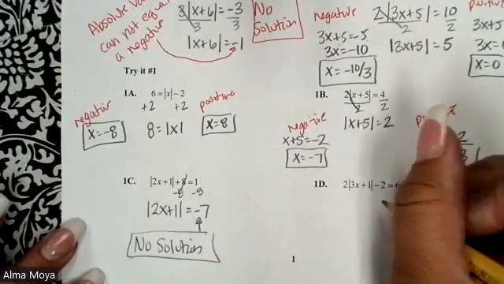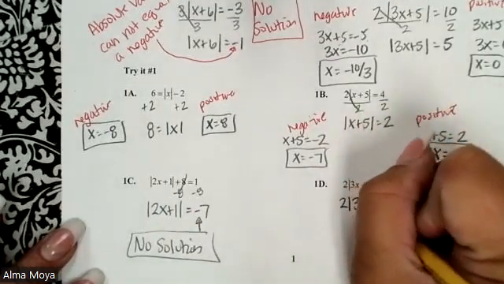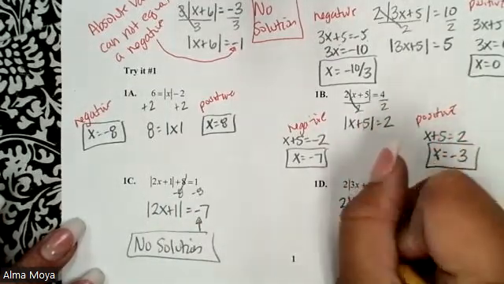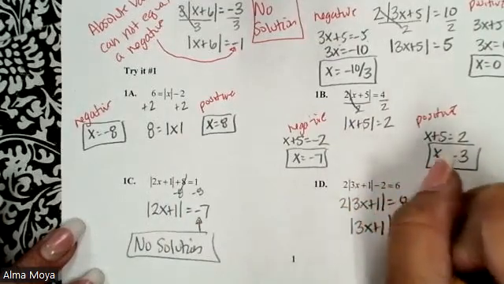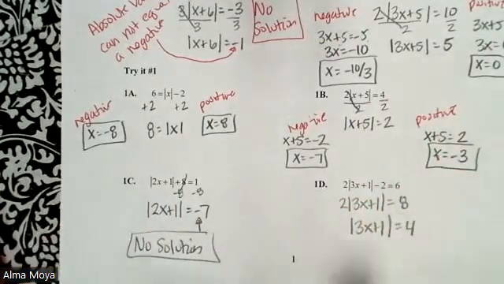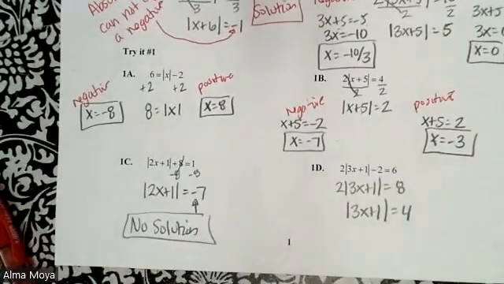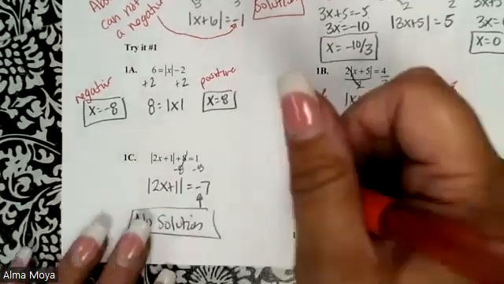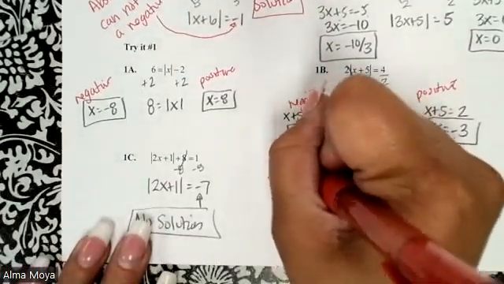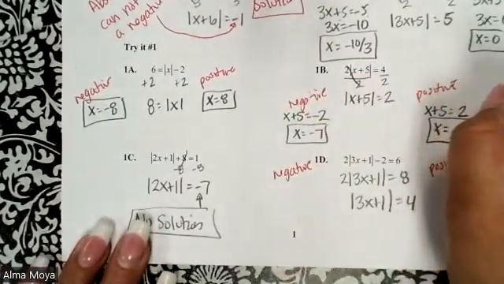On this one, I'm going to add 2 to both sides. Divide by 2. And now I could get a 4 here. So I'm going to do my negative and my positive. So now I'm going to let it equal the negative side and the positive side.